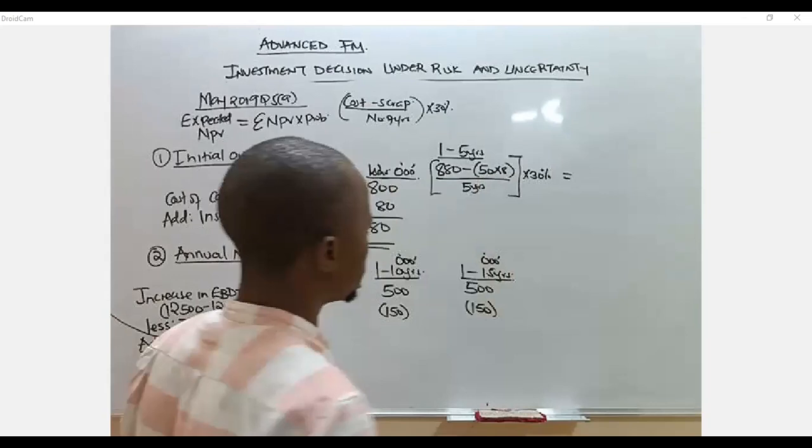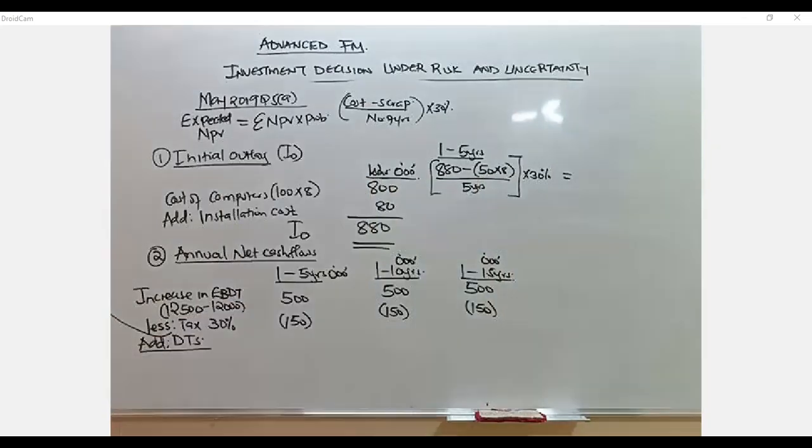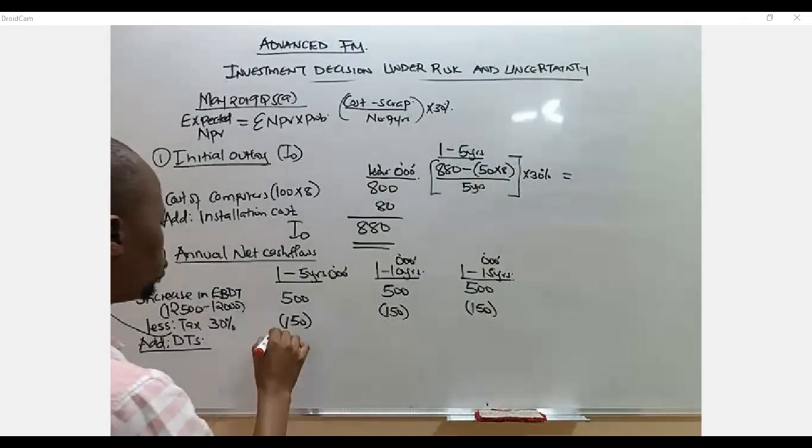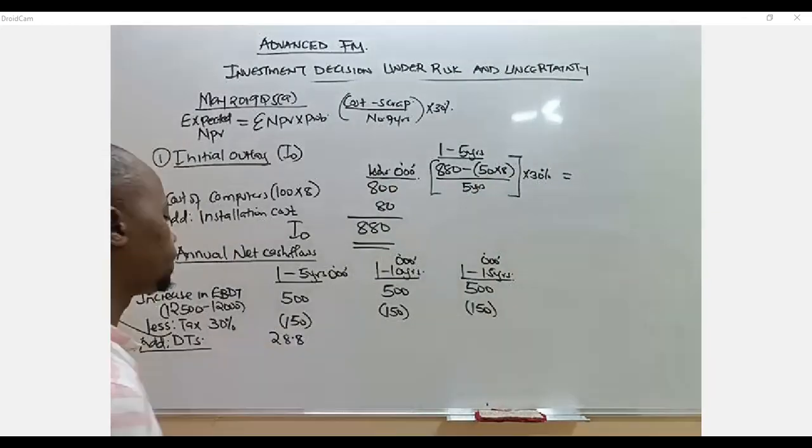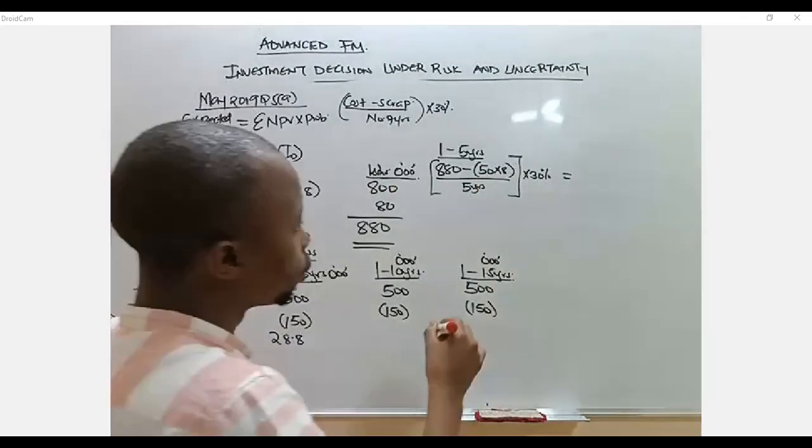So how much is this? We say 50 times 8 is 400. 880 minus 400, divided by 5. Then we multiply by 0.3. How much are we getting for the first 5 years? We are getting 28.8.